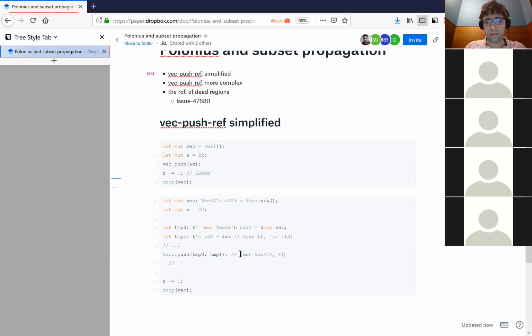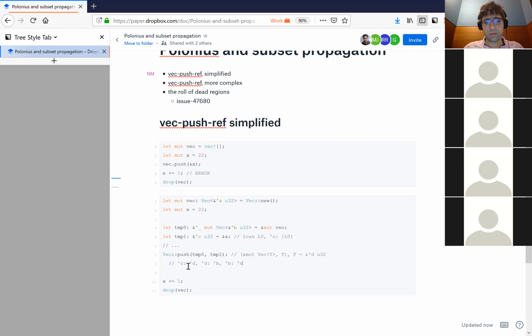That is to say, it takes a reference to a vector of type t and a t. And in this case, the t is going to be ampersand tick d u32 for some new d. And so we're going to get some relation, which is like this region C flows into D. Because the t is shared here, and because of the way mutable invariance works, tick D is going to flow into B and vice versa.